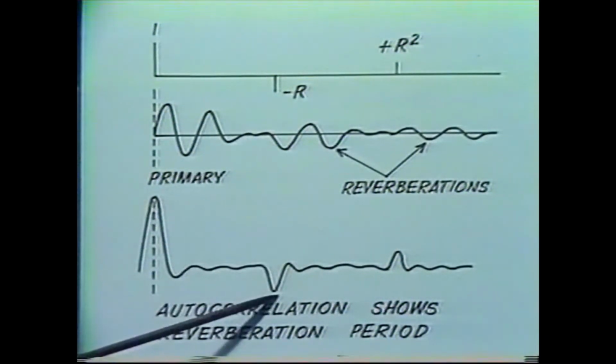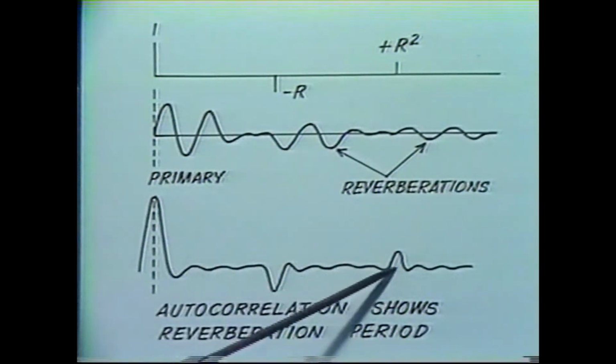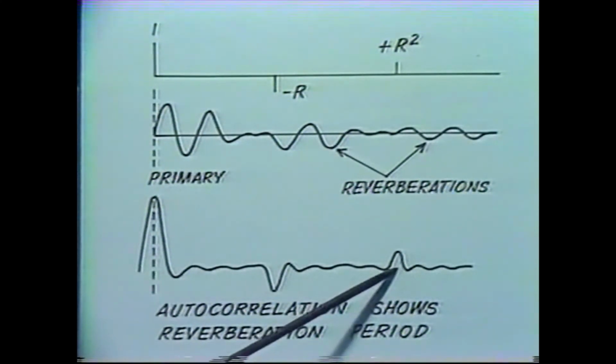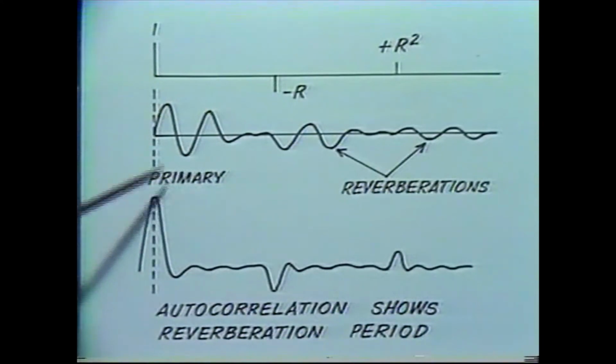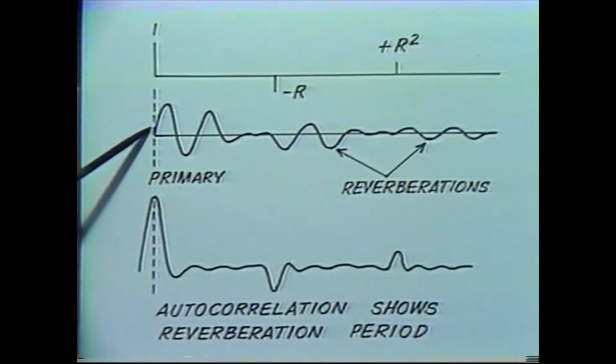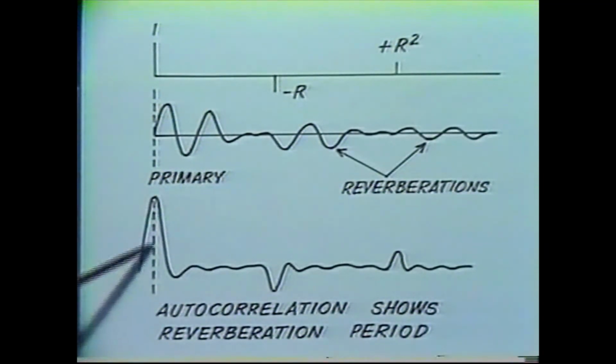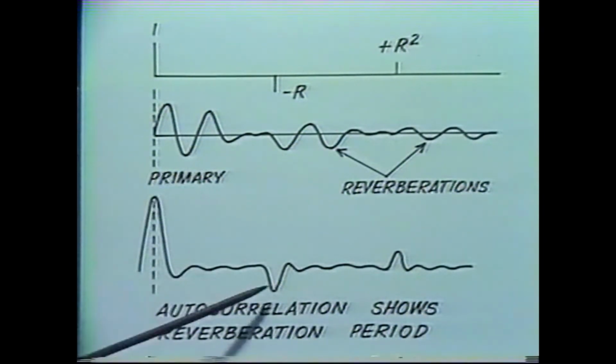at each reverberation period. Likewise, there'll be another secondary peak in the autocorrelation function corresponding to the second period in the reverberation. If this trace had no reverberations on it at all, then we would get a very sharp autocorrelation function about zero lag and wouldn't have these secondary peaks.